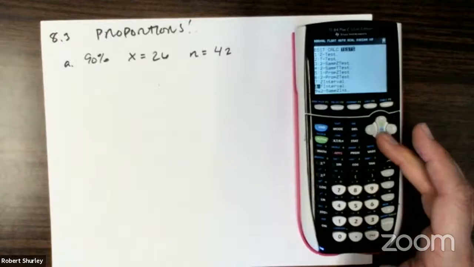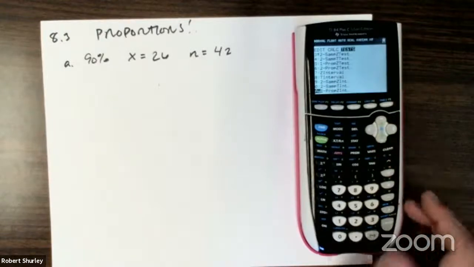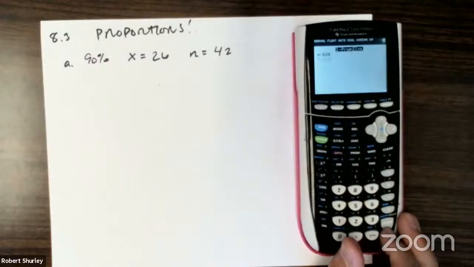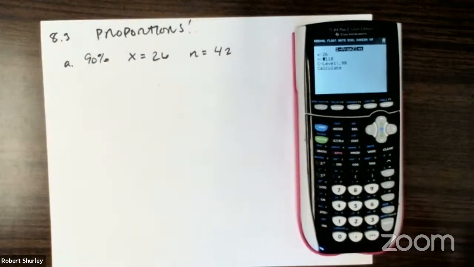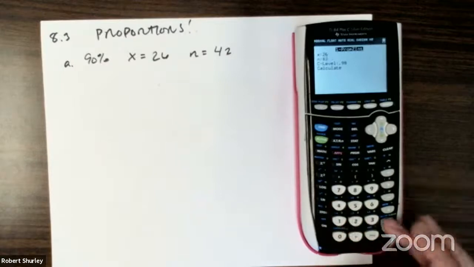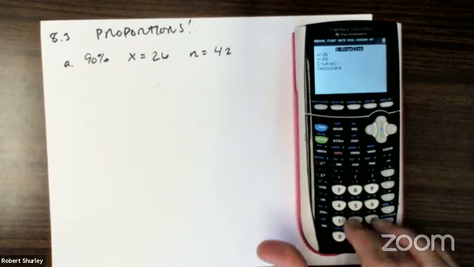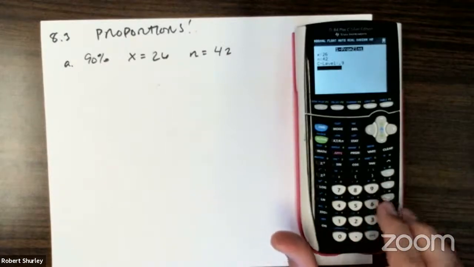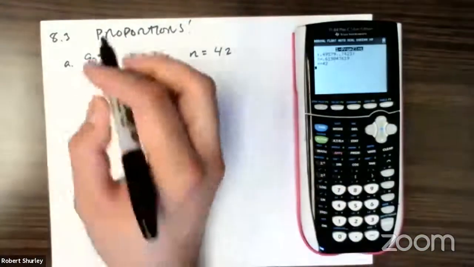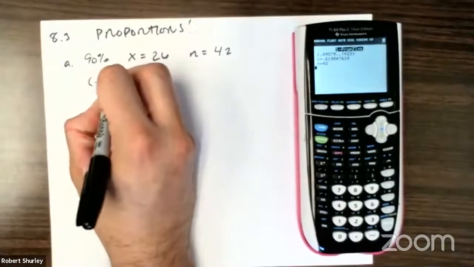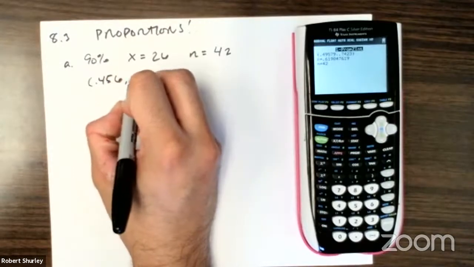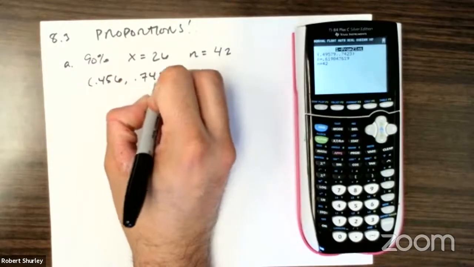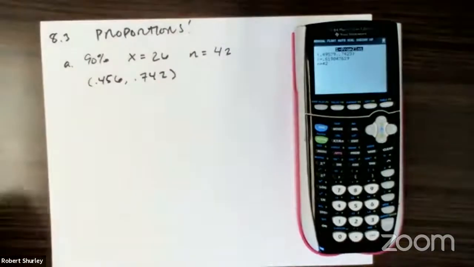So stat, test. Now for this one, we've got to go down to A, right? For one proportion Z interval. And our X value is 26. That's how many that had the lead. 42 is how many we sampled, and they wanted 90%. So 0.456 to 0.742 if we round to 3 decimal places.